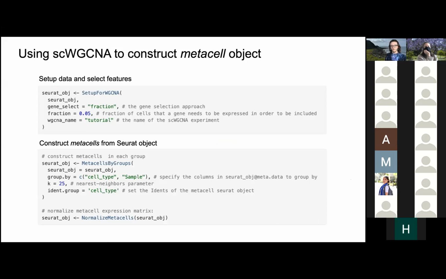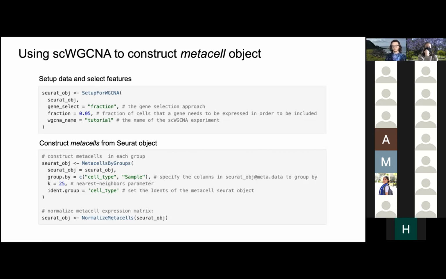I'm going to show these little blocks of code to show how you would do these things with WGCNA. The first thing you have to do is compute the metacells from the Seurat object. Before even doing that, you have to run this setup function, which makes a spot in the Seurat object to store everything that we're going to do with WGCNA. It's just this one simple function called SetupForWGCNA. It also picks which genes you use for WGCNA.